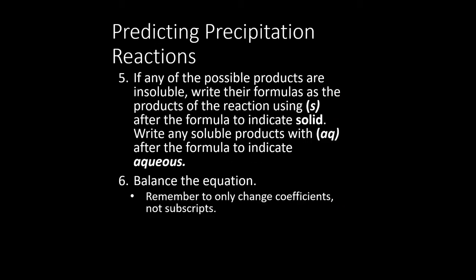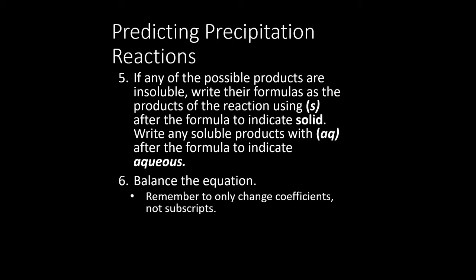Oh, I almost forgot about this. We kind of did this earlier, but I forgot we had a couple extra steps there. So if there are any possible products that are insoluble, write their formulas as the products of the reaction using S to signify solid and AQ for aqueous. And then the last step here is if it is not balanced, go ahead and balance it.